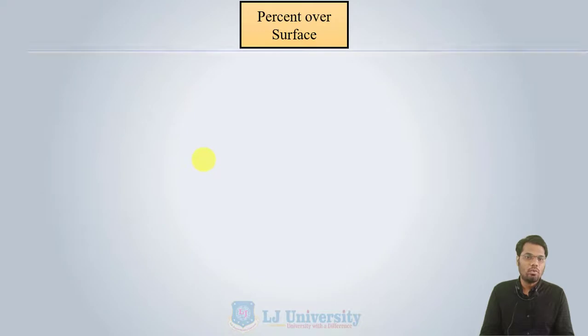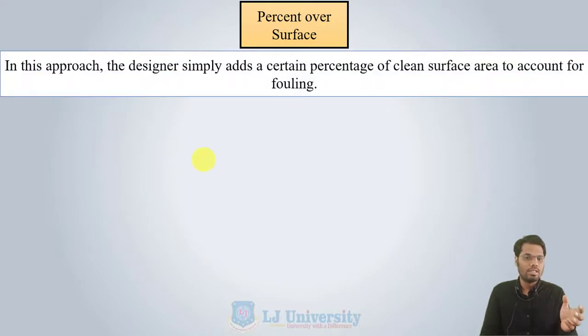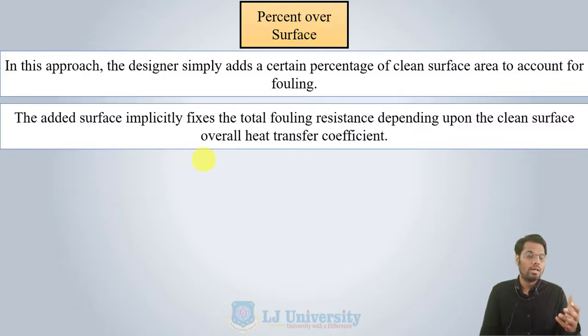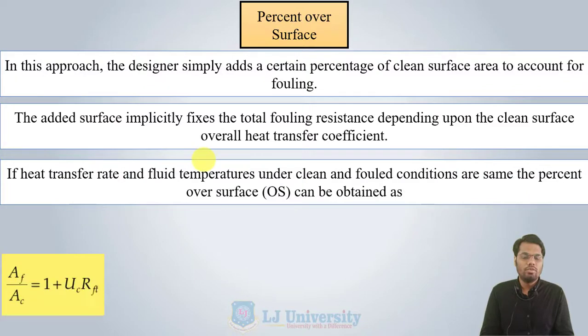Now, what is percent over surface? In this approach, the designer simply adds a certain percentage of clean surface area to account for the fouling. Now, how do we calculate how much area should be added to compensate for the fouling resistance? We just need to use the equation we derived in our previous lecture: AF by AC equals 1 plus UC RF.